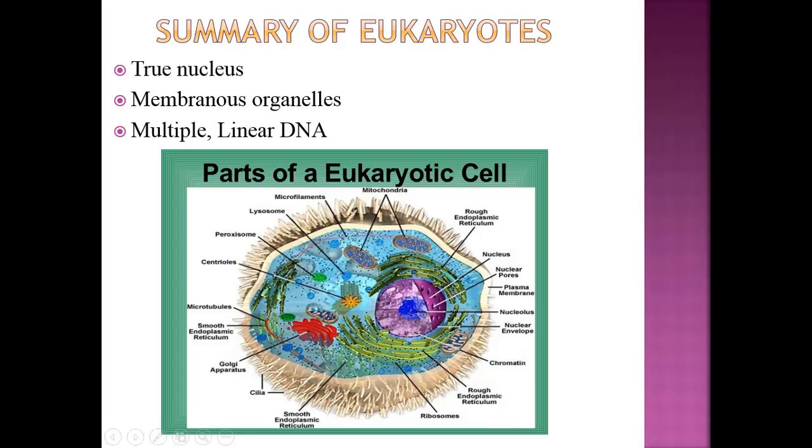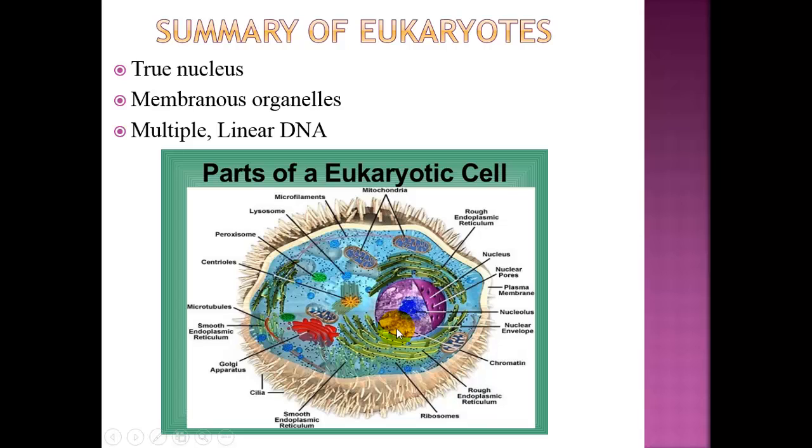As a recap, eukaryotes are organisms with cells that contain a true nucleus and a nuclear membrane and membranous organelles. They contain multiple and linear chromosomes during cell division. In this diagram, the chromosome is in the form of chromatin, as seen here, spread out. This is an example of a typical animal cell.